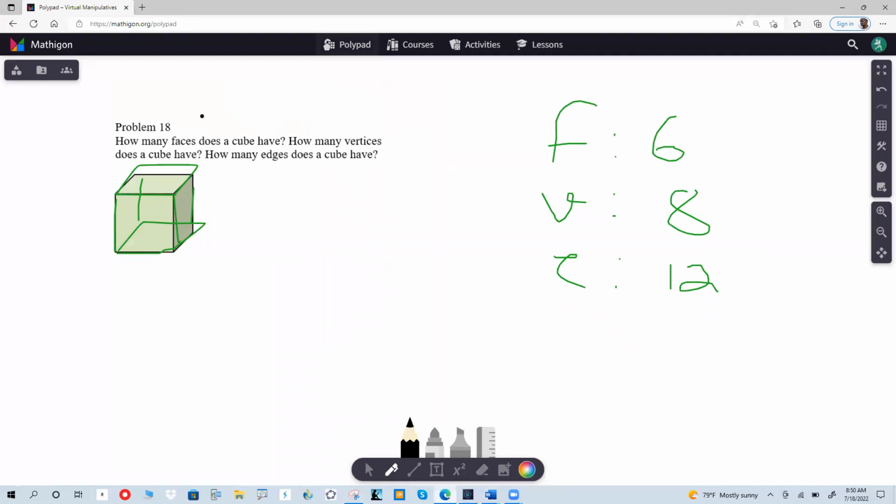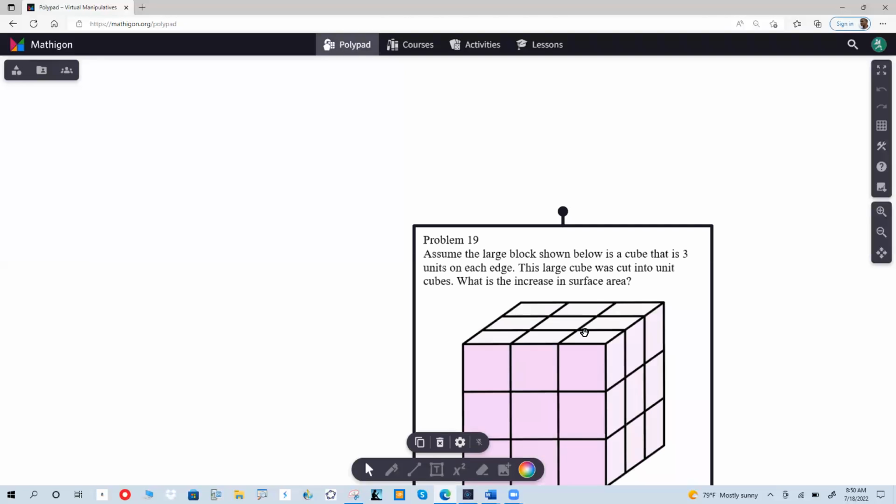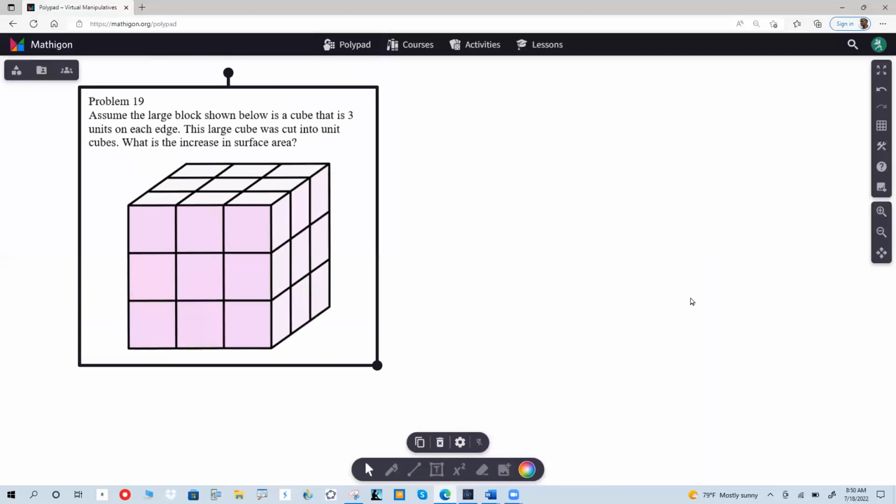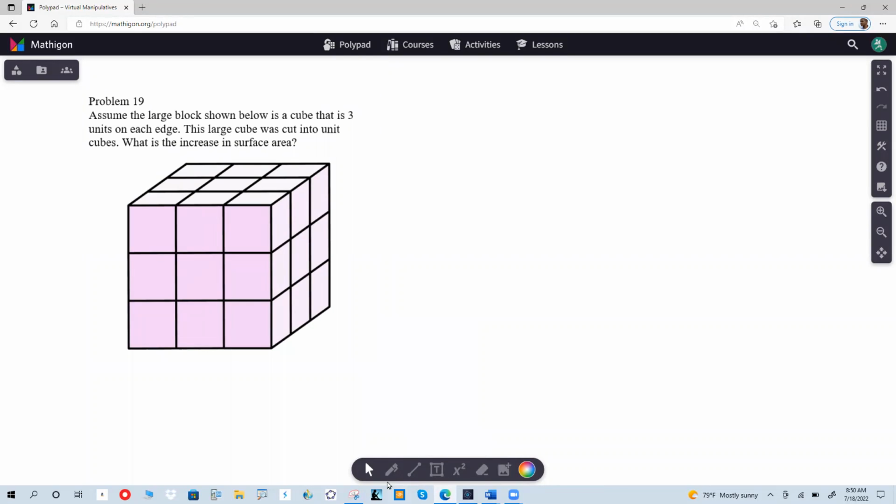Let's bring this guy here. Okay. Assume the large block shown below is a cube that is 3 units on each edge. So what we're being told, guys, is this is 3 units. Sure. 3 feet, 3 inches, doesn't matter. The large cube was cut into unit cubes. So if you cut it into 3 pieces, each piece will be a unit cube. It's really equivalent to taking a bunch of unit cubes and forming a cube that's 3 by 3 by 3. What's the increase in surface area?